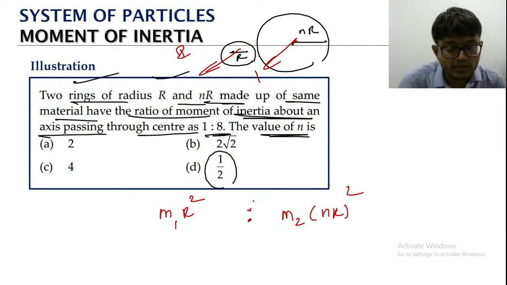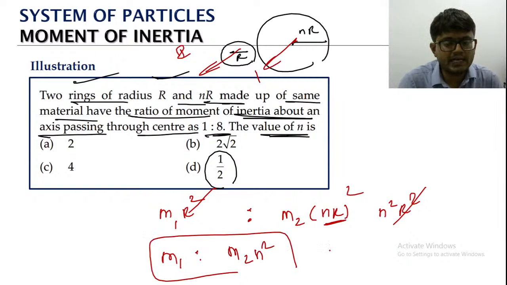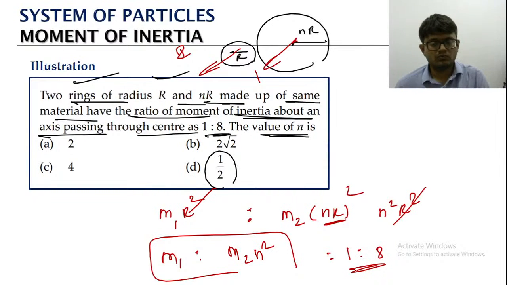Now how do we know? In this, you can see what is happening: m1 is to m2, and this is n² r², so r² is cancelled. This is the ratio, and they are saying it is 1:8. From this we have to find the n value.